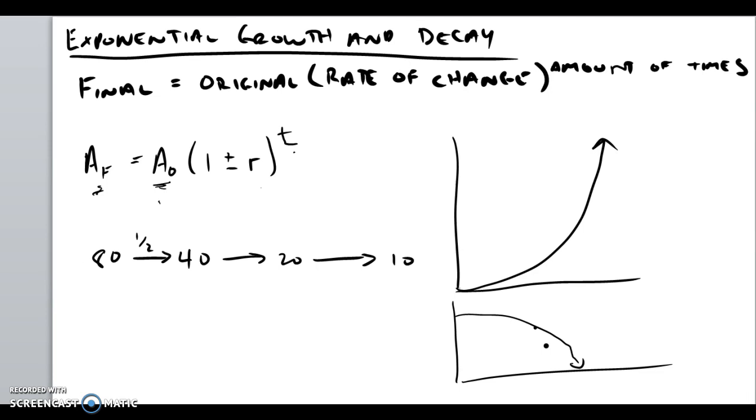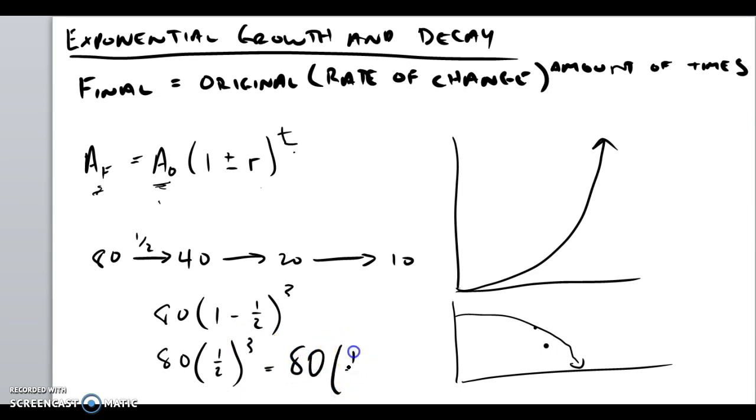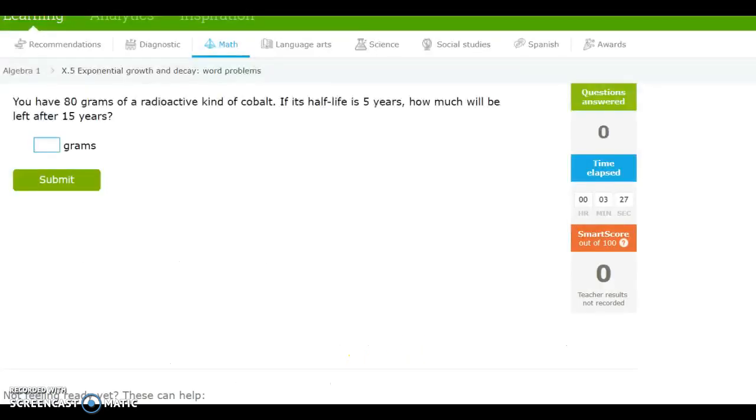Okay. So I'm going to show you the long way. So hang in there. So we start out with 80, and we have 1 half. Well, we've got 1 minus 1 half, and we're going to wind up with 1 half. And that's raised to, how many half-lives do we have? Well, we have 3 half-lives. Okay. So we've got 80 times 1 half to the third, and we've got 80 times 1 over 8, and we wind up with 10. Let's try it out.